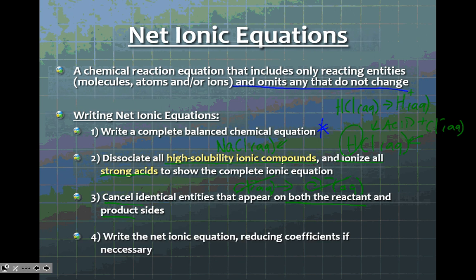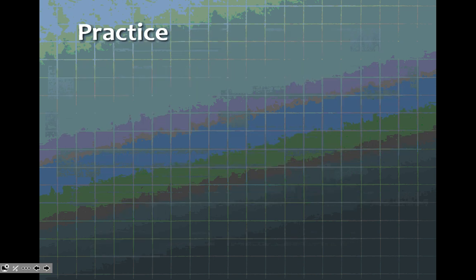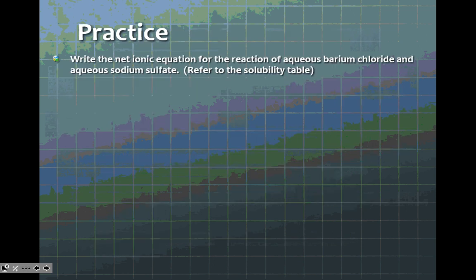And write the net ionic equation, reducing the coefficients if necessary. So once everything's canceled out, we write a new equation without those canceled entities, and we call that the net ionic equation. So let's practice. That's it. Let's do some practice.